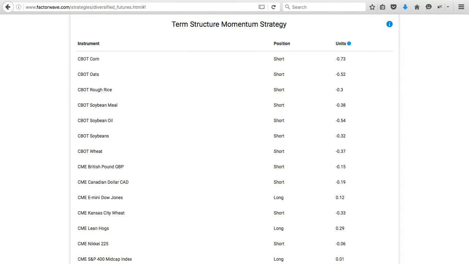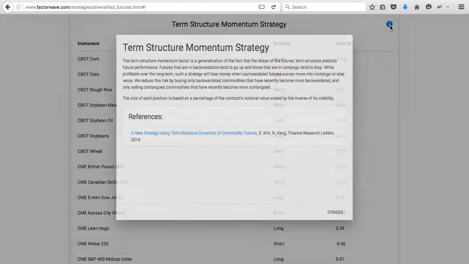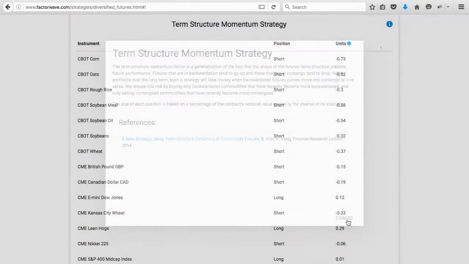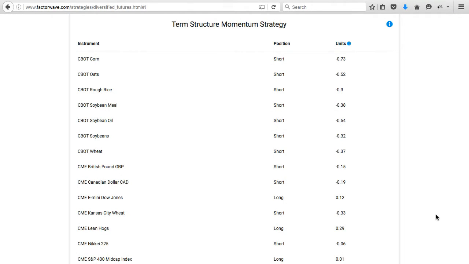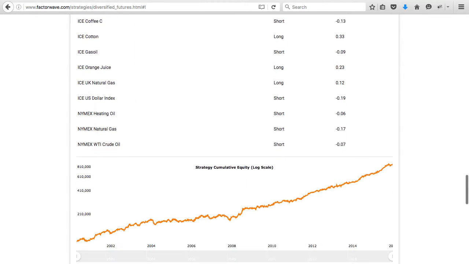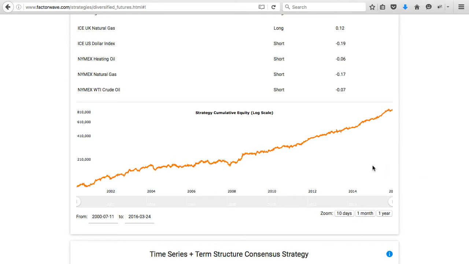The second strategy we have is a term structure momentum strategy. This is similar to one of our VIX strategies and is based on the idea that the term structure itself is predictive. In particular, the spot value of a commodity is more predictive of its future value than the future value is. And this strategy has run from $100,000 to about $810,000.